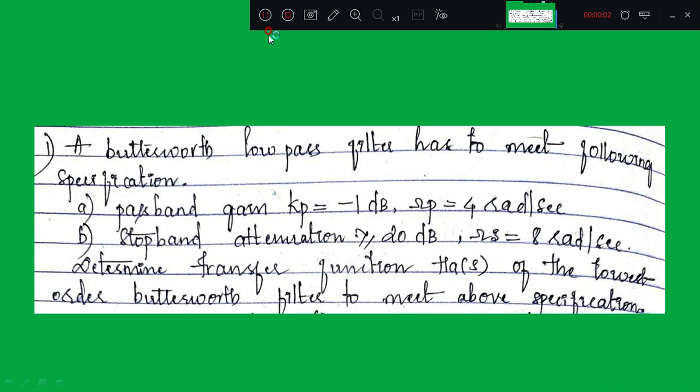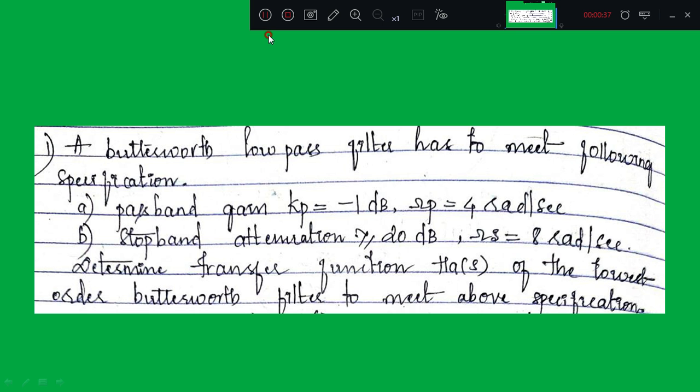Hello students, in the last class we discussed the order of the filter as well as the cutoff frequency expression, where we derived the expression for the order of the filter, capital N, as well as the cutoff frequency for the normalized Butterworth filter, that is omega c. So in today's video we will solve some examples.